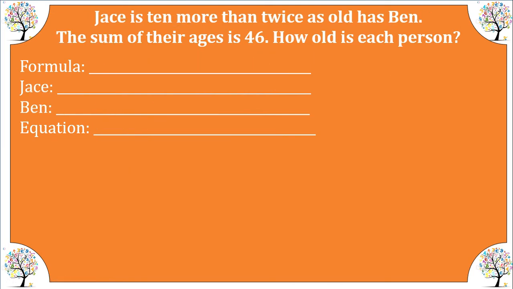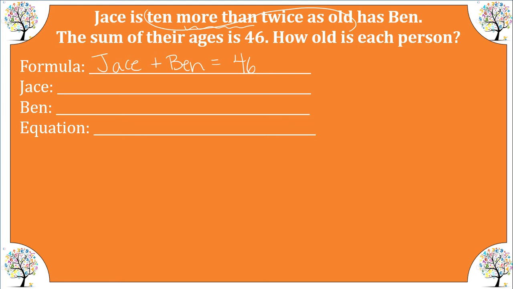Okay, let's try one more. Jace is 10 more than twice as old as Ben. So here's another one of more than. So we're going to flip the 10 more and then twice as old and flip it around. But let's write our formula first. The sum of the ages of Jace and Ben is 46. So that's our formula, a very important part of this process.